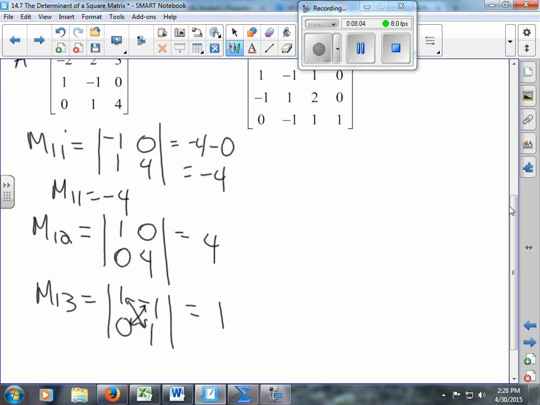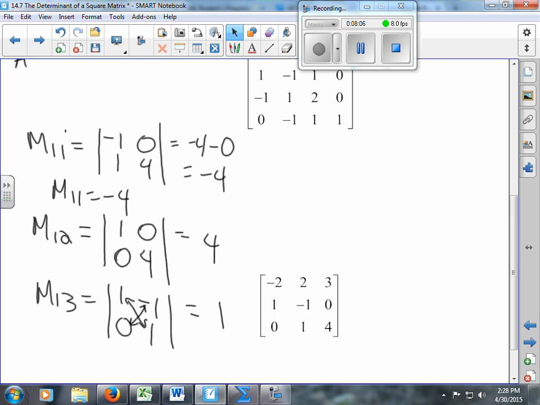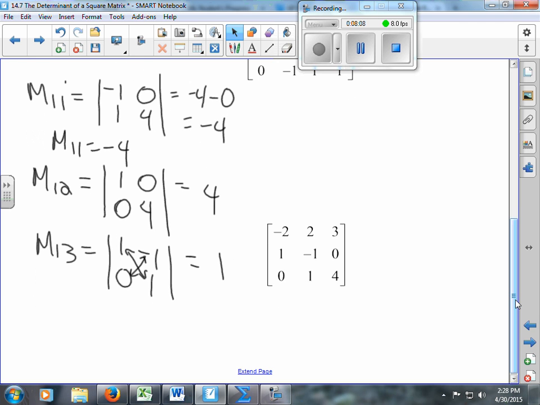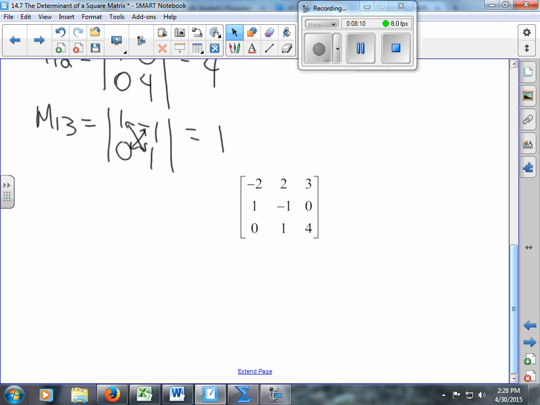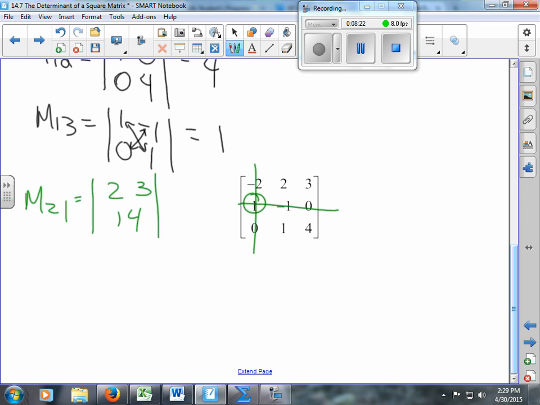All right, let me kind of copy this down here. Now we're going to work on the second row. So let's do minor row 2, column 1. All right, so I cancel the column and the row that element is in. Do you see the numbers left? 2, 3, 1, 4. So I do the determinant of that matrix, which is going to be 8 minus 3. So that's 5. All right, now let's move on.